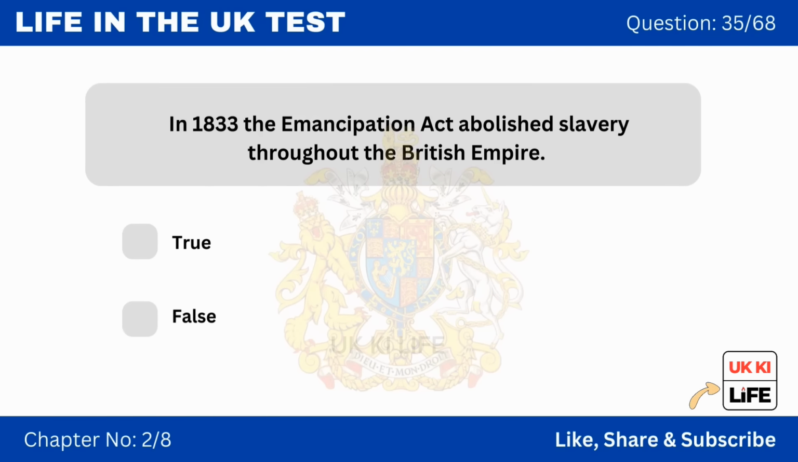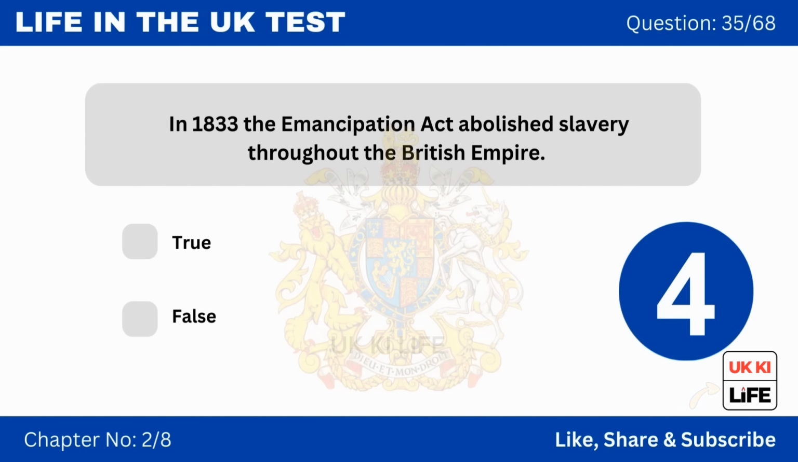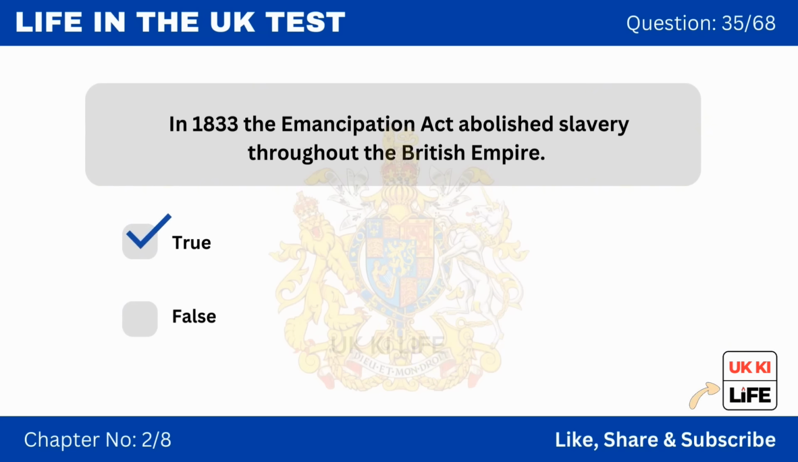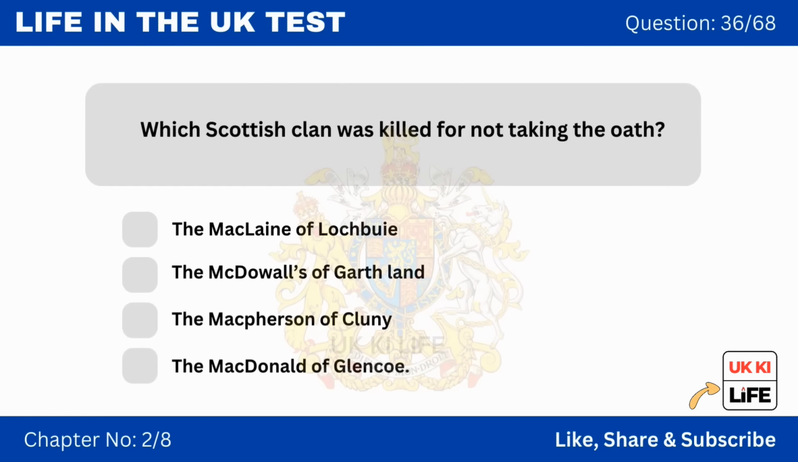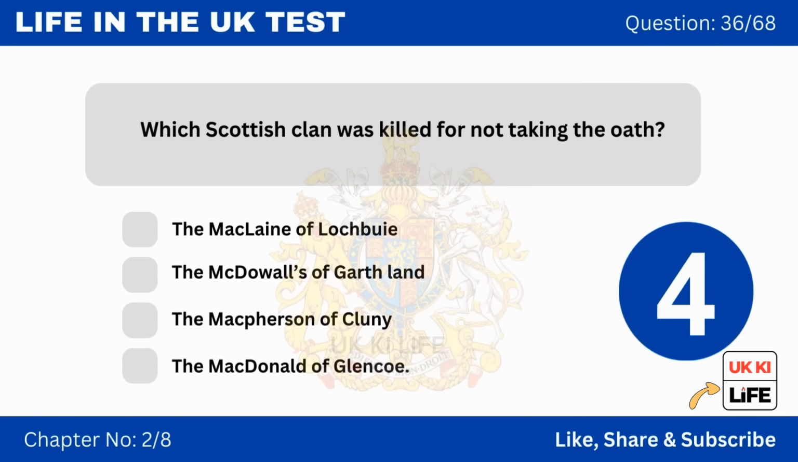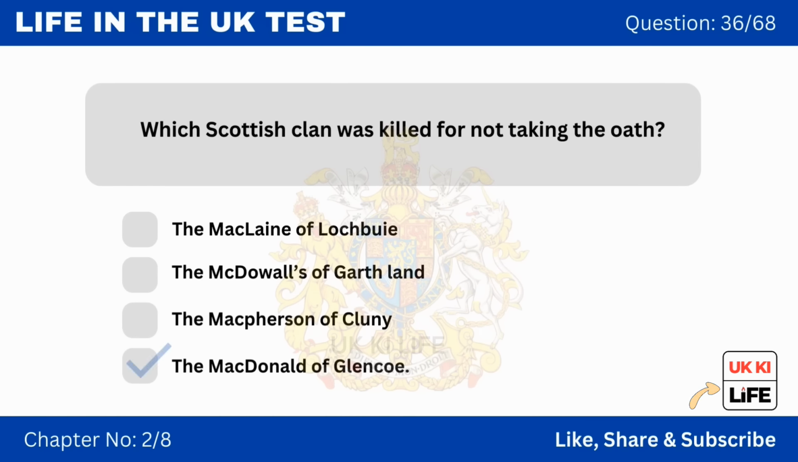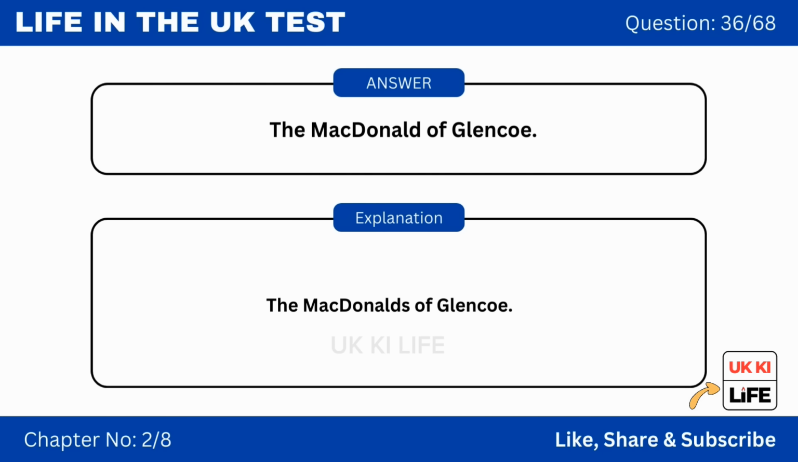Question 35. In 1833, the Emancipation Act abolished slavery throughout the British Empire. True. False. The correct option is A. Explanation. This statement is true. Question 36. Which Scottish clan was killed for not taking the oath? The MacLean of Lochbuie, the MacDowells of Garthland, the Macpherson of Cluny, the MacDonald of Glencoe. The correct option is D. Explanation. The MacDonalds of Glencoe.